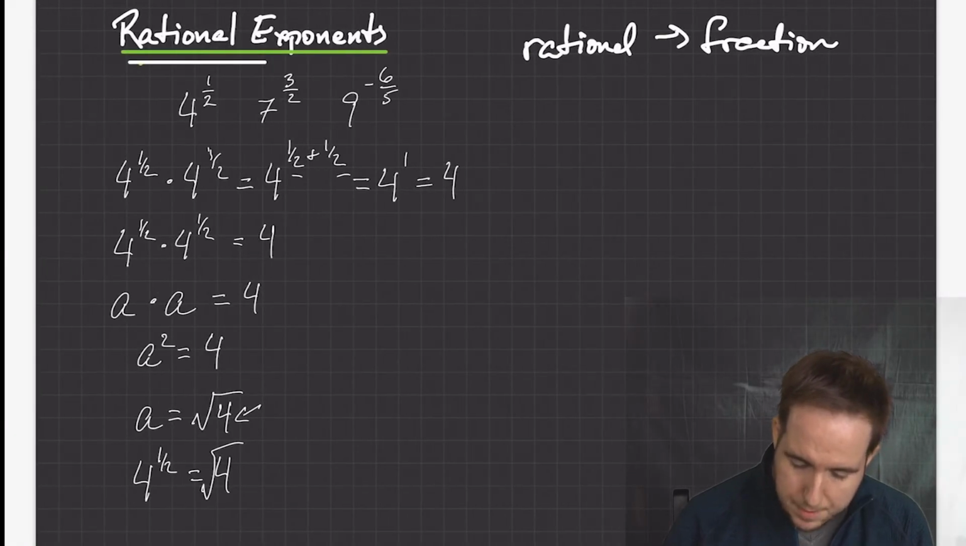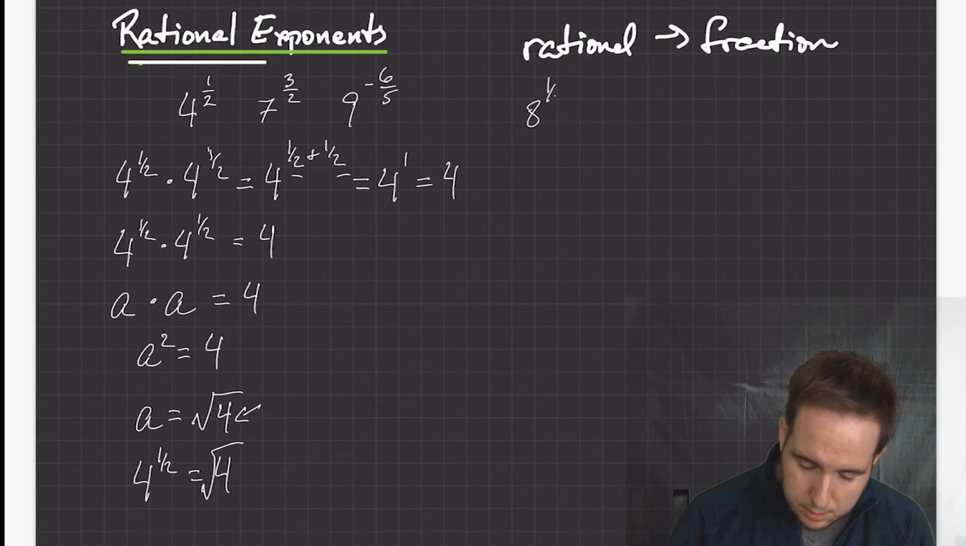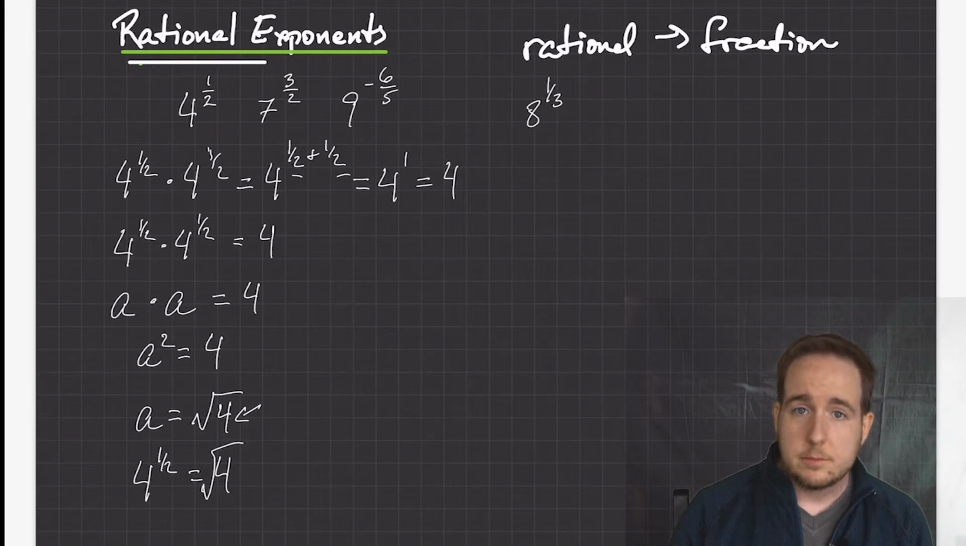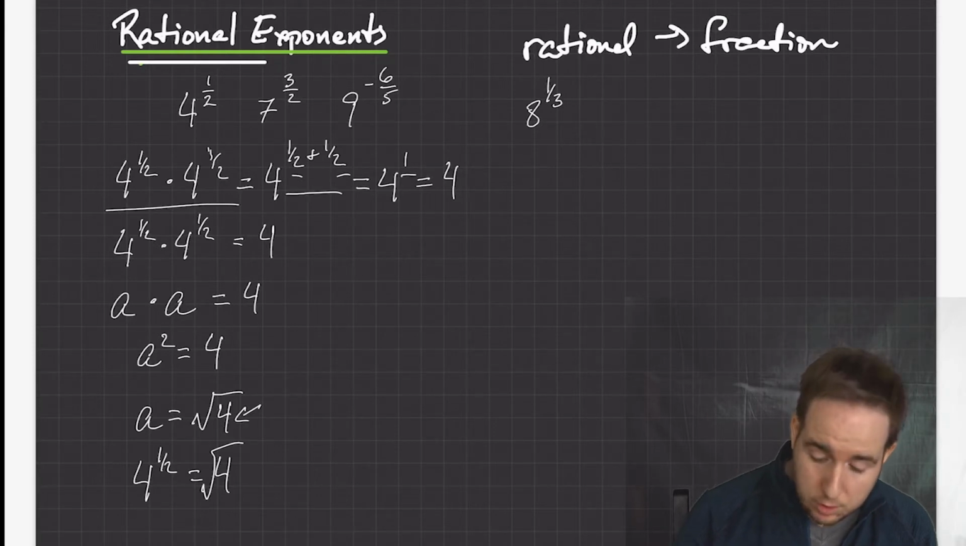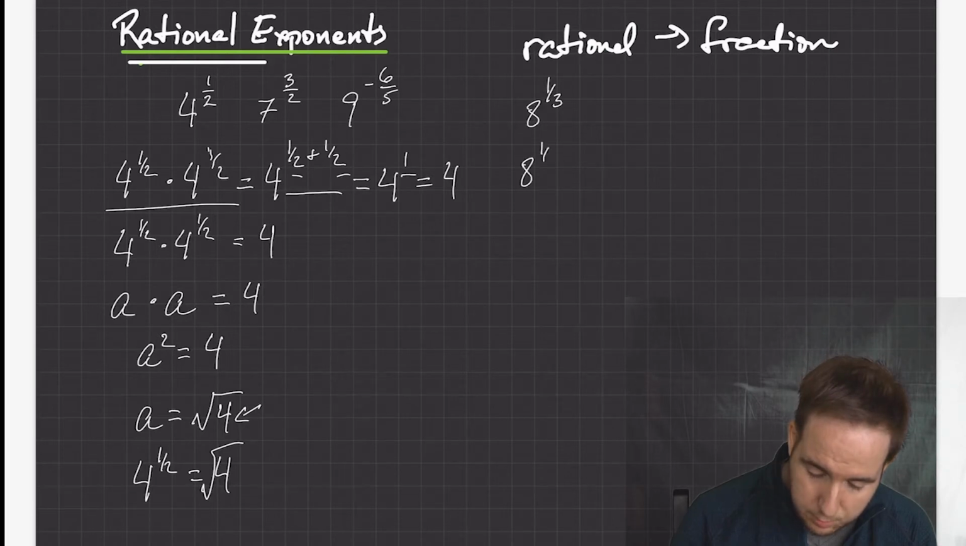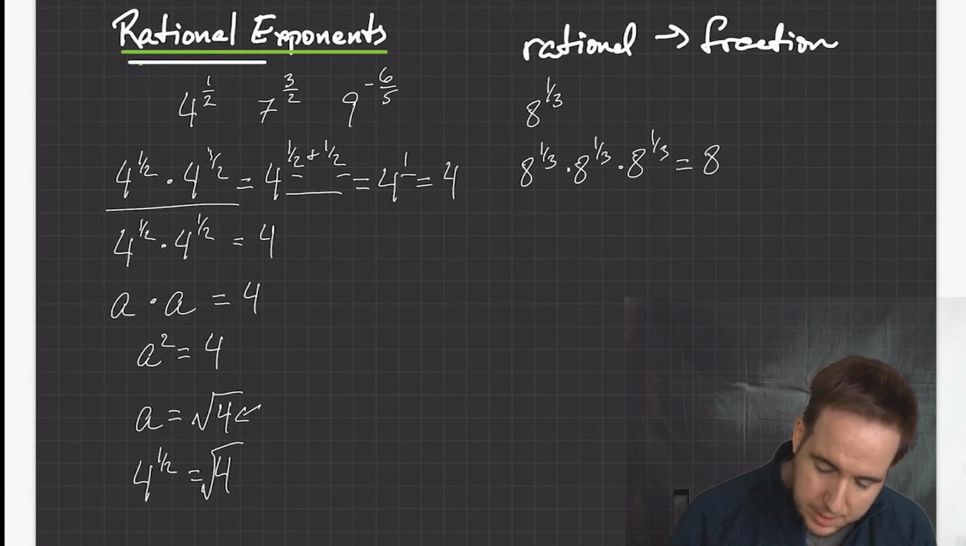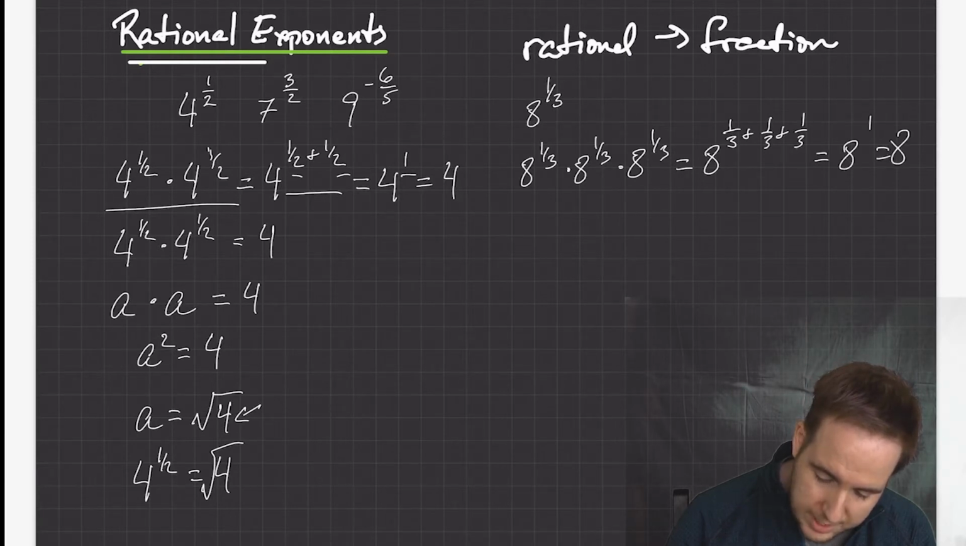What now about, let's say, 8 to the power 1/3? Well, if it worked over here and there were two of them and two halves added up to 1, the same rule should work. I should write 3 of them: 8 to the 1/3 times 8 to the 1/3 times 8 to the 1/3. That has to be equal to 8 to the 1/3 plus 1/3 plus 1/3, which is equal to 8 to the 1, which is equal to 8.